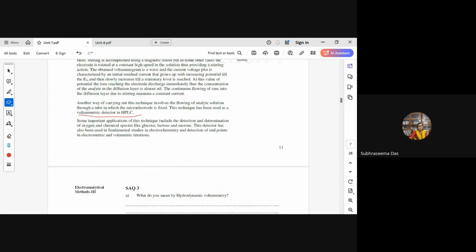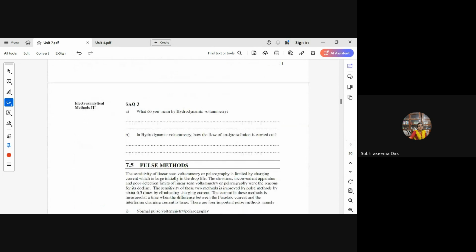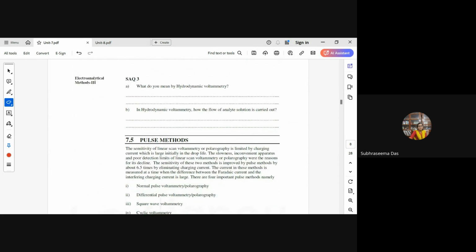Now, this is about direct methods in voltammetry. Now, coming to the pulsed methods in voltammetry. Here, voltammetry, as the name implies, is pulsed in nature. The sensitivity of this method is very large, and based on this, the current in these methods is measured at a time when the difference between the Faraday current and the charging current is very large.